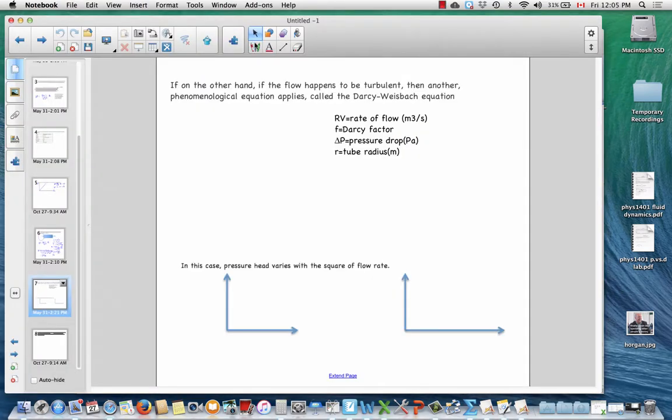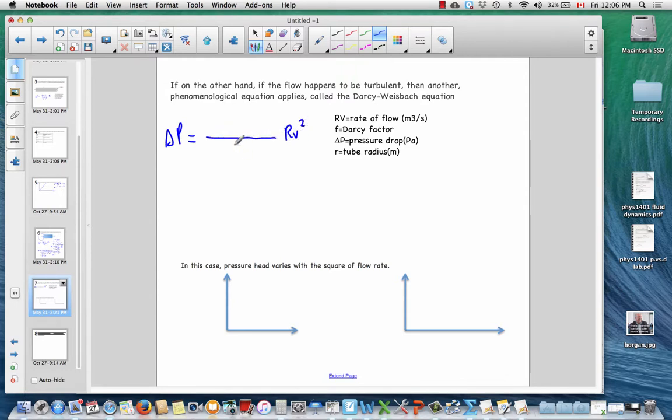problem. Okay, we're back on stream there. Brief technical pause. So if the flow is turbulent, then there's another relationship that governs the head loss. It's known as the Darcy-Weisbach equation. And in this case, the pressure head actually varies with the square of the volume rate of flow.